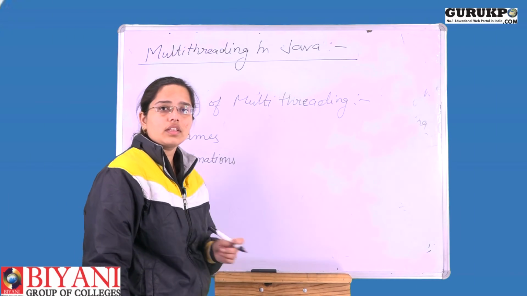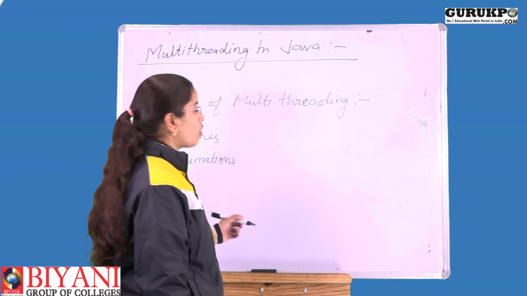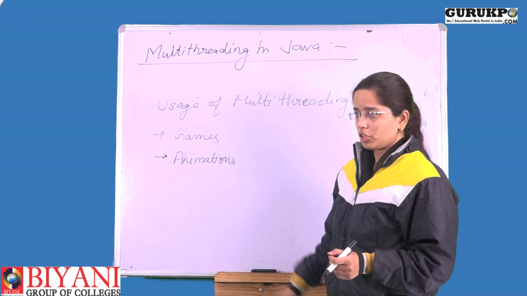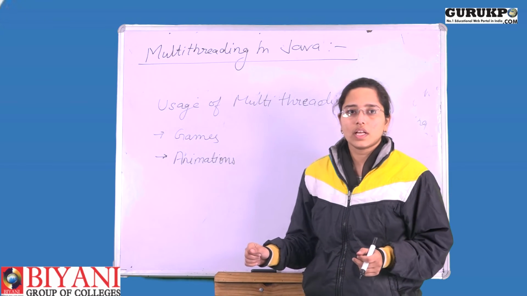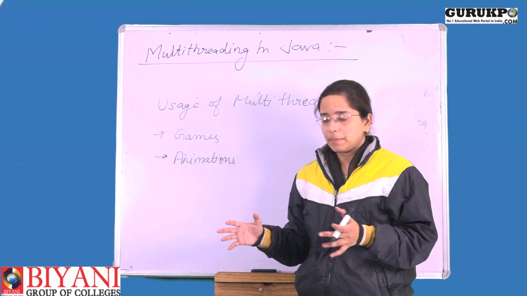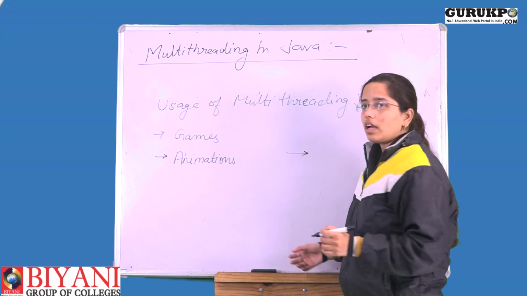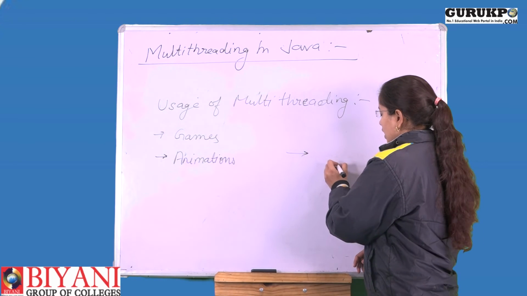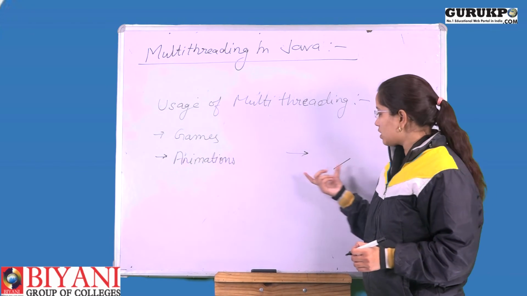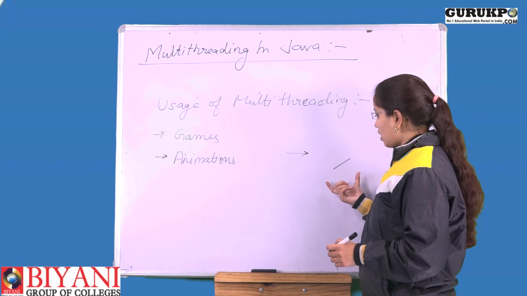Now we are discussing the usage of threads in different areas. There are 2 examples in which we use multithreading. One is games and one is animations. In games, as we know, in so many games children play. For example, a person is triggering a gun, and at the same time another person lays down. This is the case where at the same moment both these threads get executed. If only one thread were executed, then that person would lay down only afterwards.